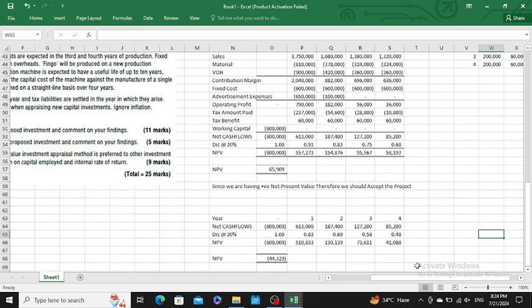If I make a table over here, sir, our small a would be the percentage of positive NPV. So just remember that small a would be the percentage of positive NPV, which means that at 10% we were having a positive NPV of 65,909.